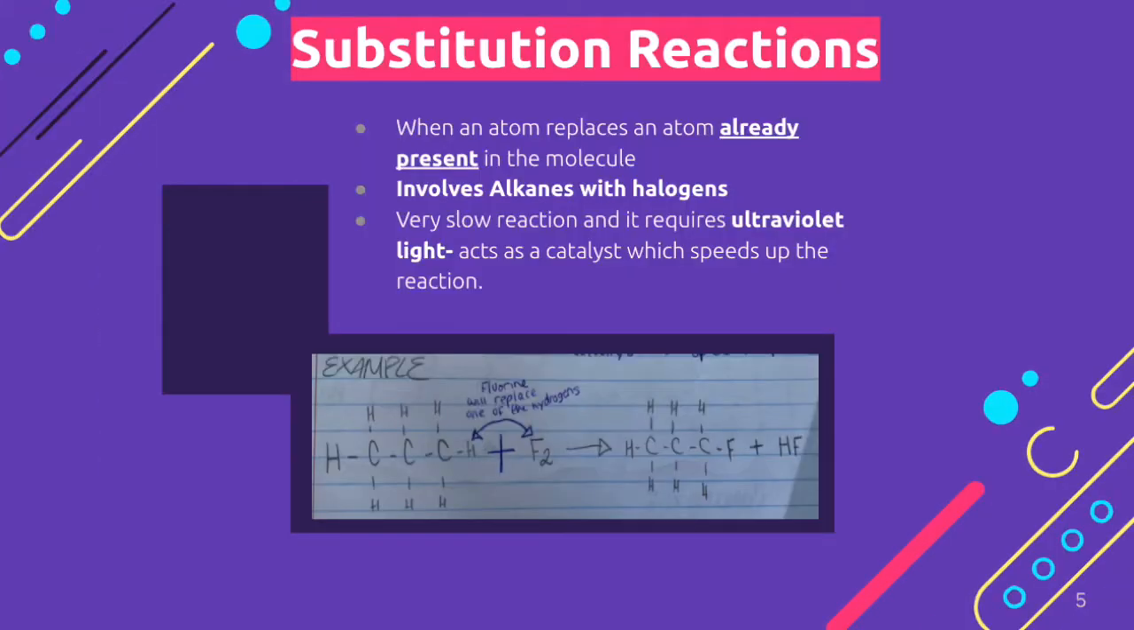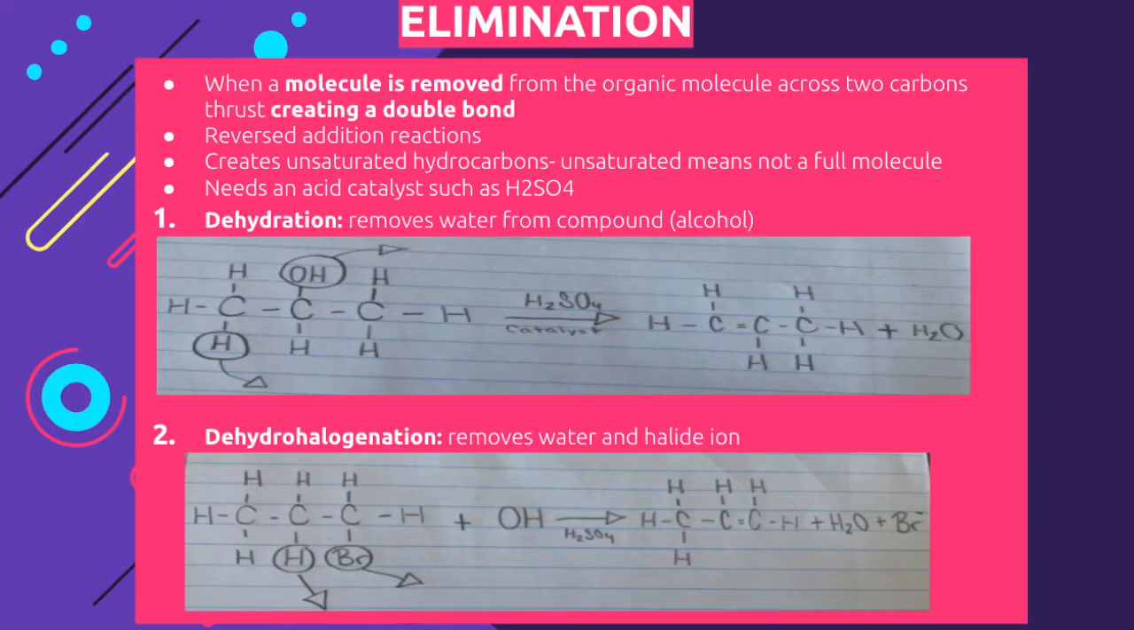The next reaction we have is a substitution reaction. This is when an atom replaces another atom that is already present in the molecule. It involves alkanes and halogens. It is a very slow reaction and it requires ultraviolet light, which acts as your catalyst and speeds up the reaction. In the example below, it shows propane plus F2. Here, the fluorine will replace one of the hydrogens in the propane and turn into 1-fluoropropane plus hydrogen fluoride as a byproduct.